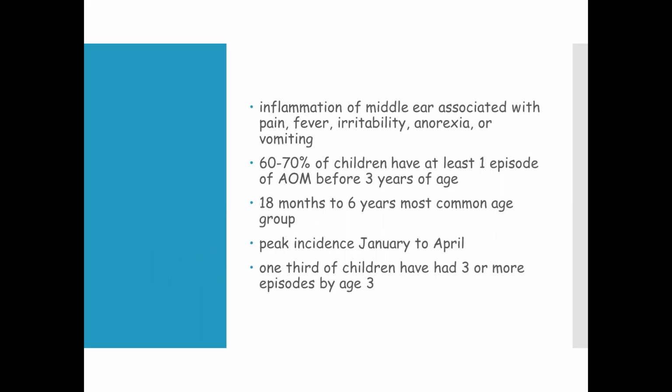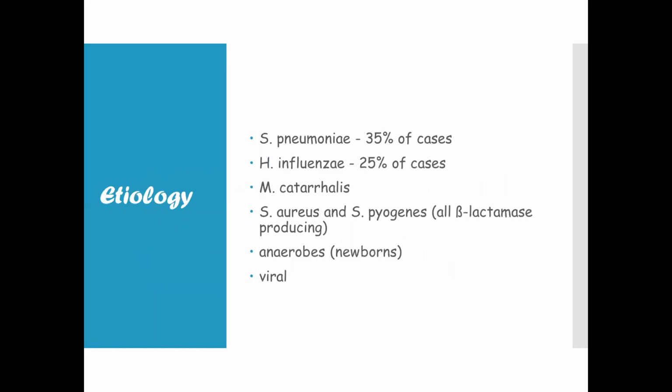60 to 70% of children have at least one episode of acute otitis media before the age of 3, and 18 months to 6 years of age is the most common age group. The peak incidence is between January and April, which refers to the winter months, so this may vary depending on what country you're in. One third of children have had 3 or more episodes by the age of 3.